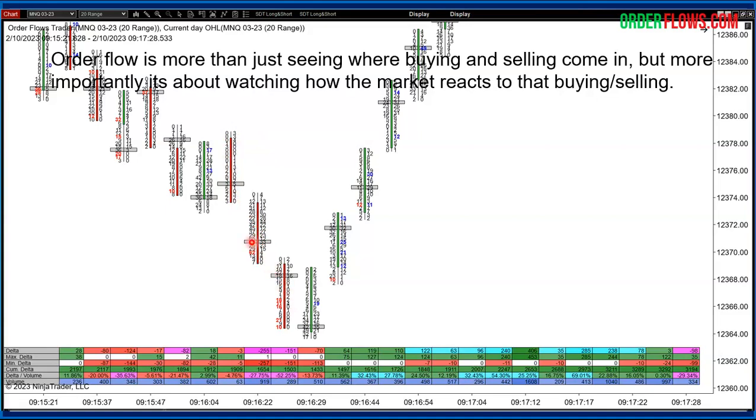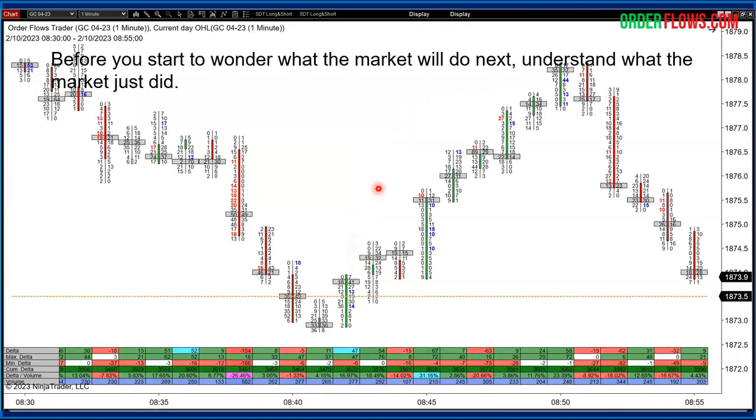MNQ coming down, aggressive selling. It found its area of liquidity down here. It found its volume. When it finds the volume, it will often reverse. Okay, and that's what you see. And then you see the aggressive buying coming in, just like on that previous chart I just skipped over really quick. This was gold again.